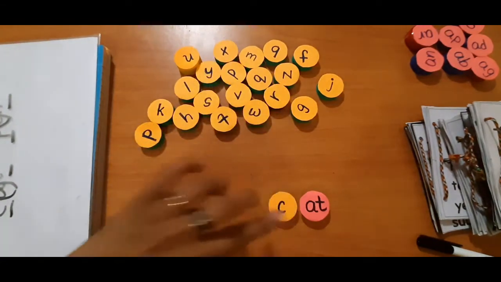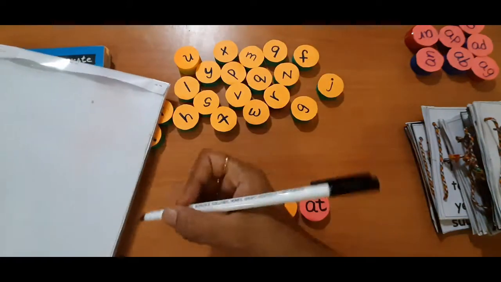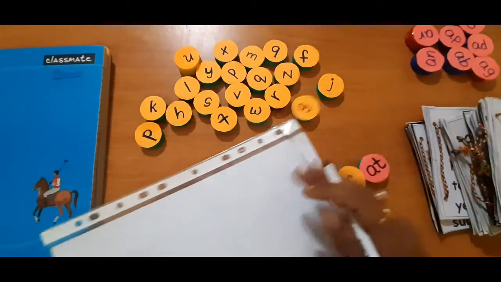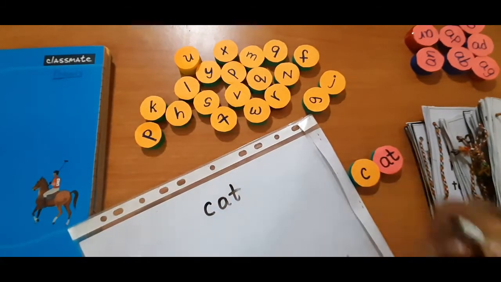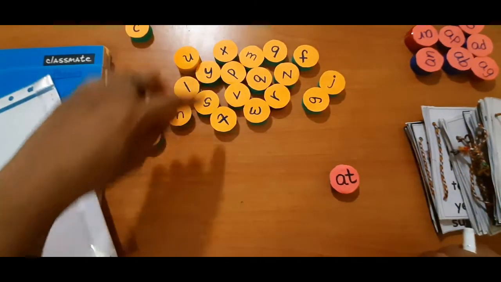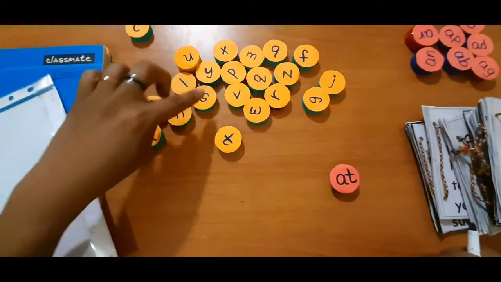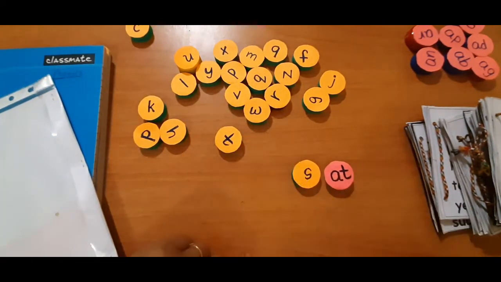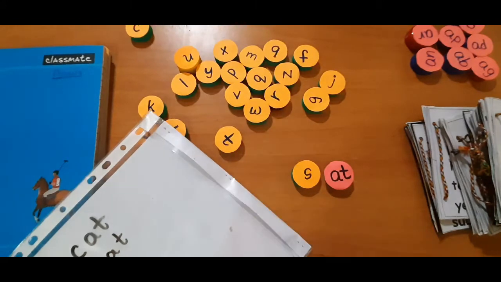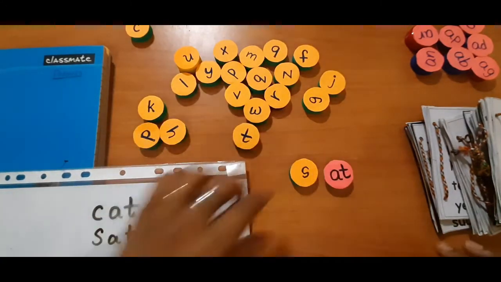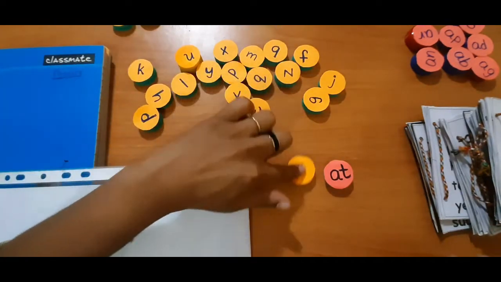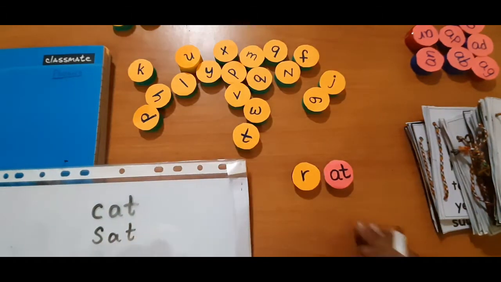At becomes cat. You can ask the child to write it on this kind of erasable board that I generally use. So the first word is cat. Now you tell them, okay, this letter is done. Can we make another word? So now at becomes sat. The child can read it out, S-A-T, read it and write it here. Next word: now S is also done. So the third word we can make is rat.